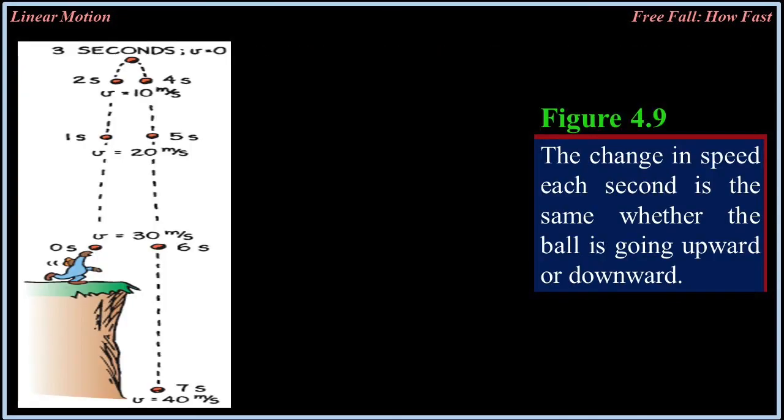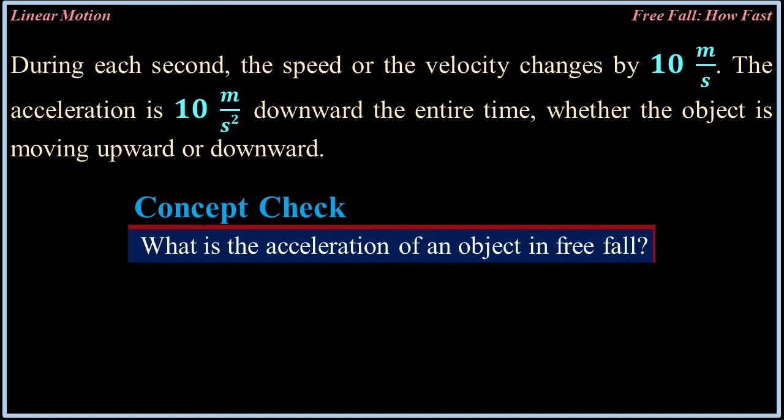Figure 4.9. The change in speed each second is the same whether the ball is going up, where the speed would decrease, or down, where it increases. During each second, the speed or velocity changes 10 meters per second. The acceleration is 10 meters per second squared downward the entire time, whether the object is moving upward or downward.